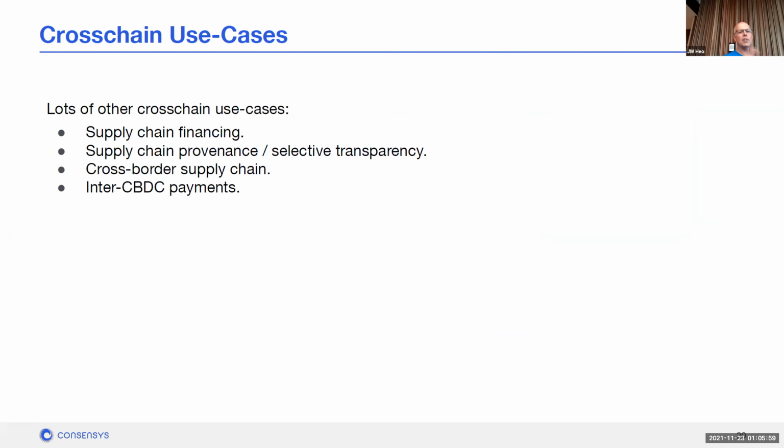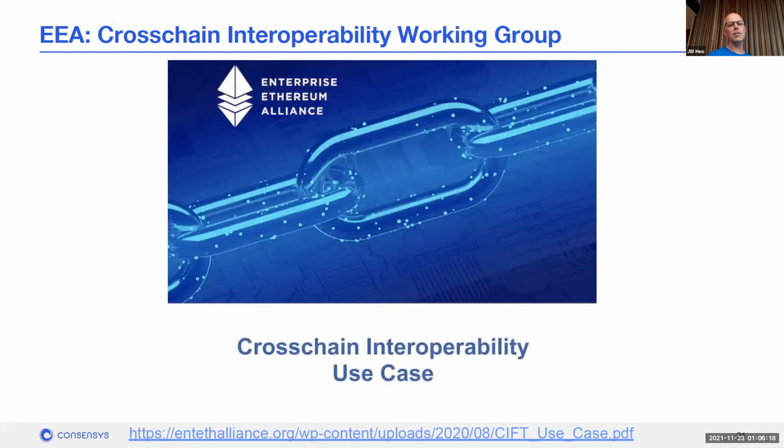But there are a lot of other use cases as well. So there's supply chain financing. There's provenance, transparency, cross-border shipments, and inter-CBDCs, so central bank digital currency payments, when you've got multiple central banks with their own CBDCs and you want to transfer money between countries, essentially. And in the EEA, we've got a whole stack of use cases that we published about a year or 2 ago.